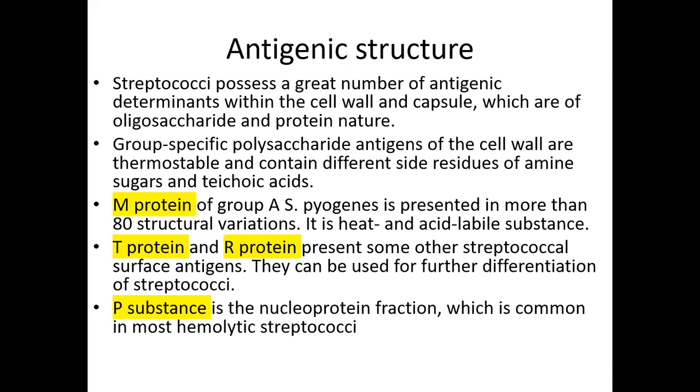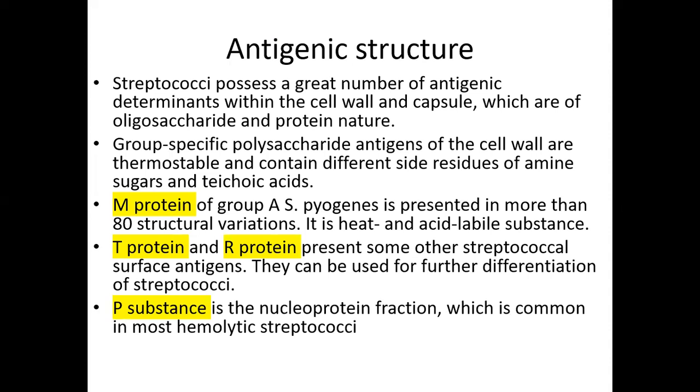Streptococci possess a great number of antigenic determinants in the cell wall and capsule, which are of oligosaccharide and protein nature. Group-specific polysaccharide antigens of the cell wall are thermostable and contain different-sized residues of amino sugars and teichoic acid.